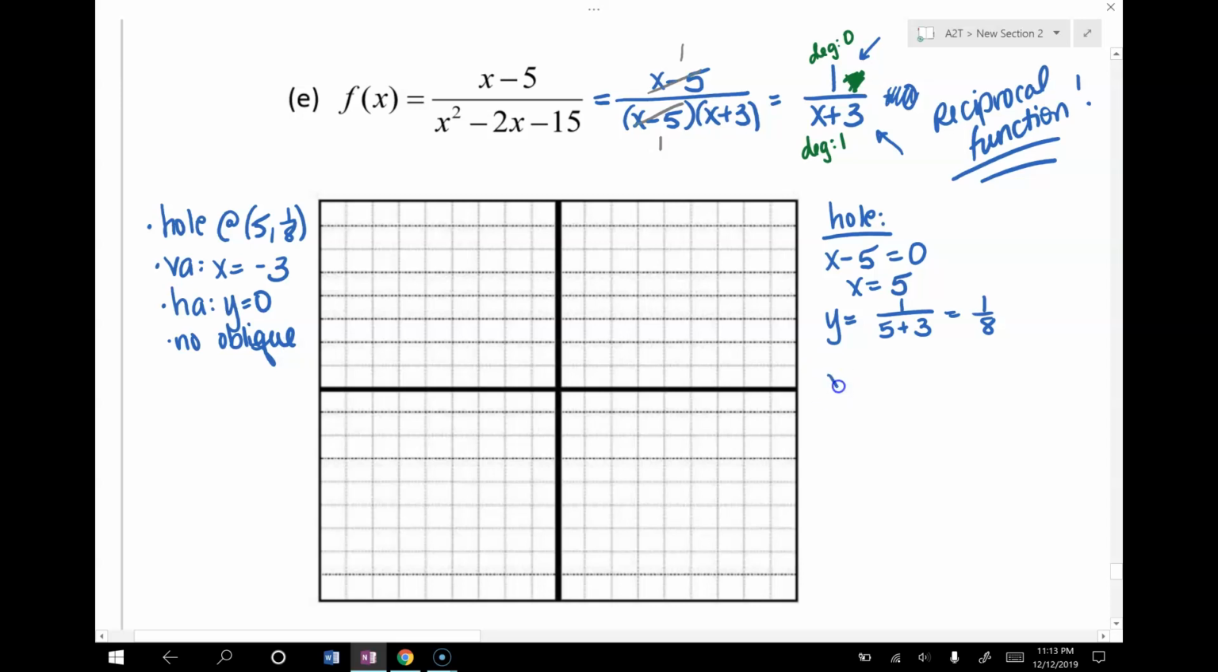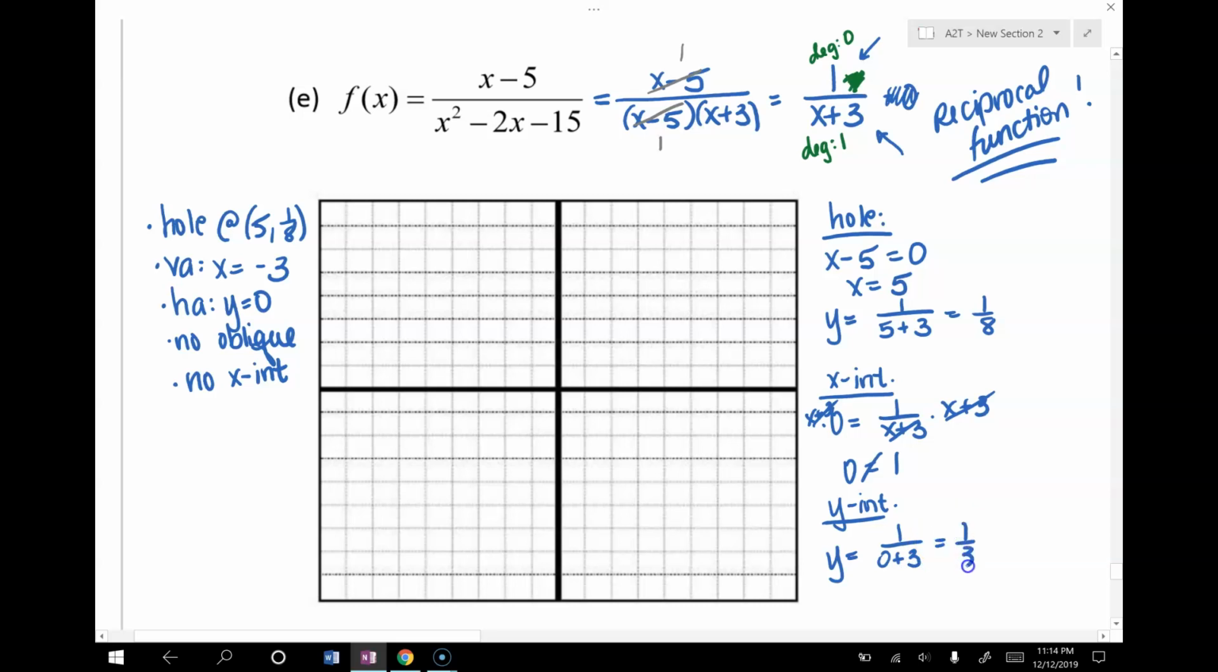We can absolutely solve for an x-intercept. So 0 equals 1 over, what's going to happen? Just like we've done with all the other rational functions, it cancels. We get 0 equals 1, which isn't true. So there isn't an x-intercept. Okay, for the y-intercept, plug in 0 for x. So we get 1/3. So our y-intercept is at (0, 1/3).